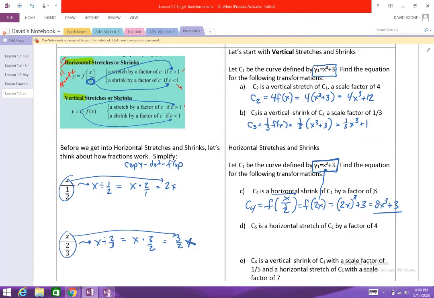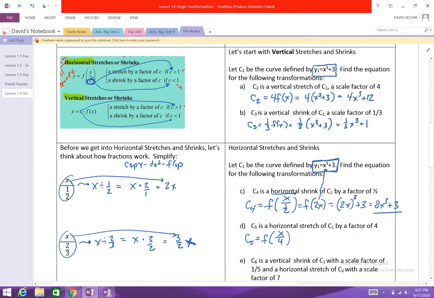Okay. So same thing with C5. It says a horizontal stretch. So now I'm stretching this. So again, if I just look at the formulas, stick with the formulas up here. And this would be f of x. And I want a horizontal stretch by 4. So if it's a stretch, the C value is bigger than 1, which it is, 4. This is just x over 4.